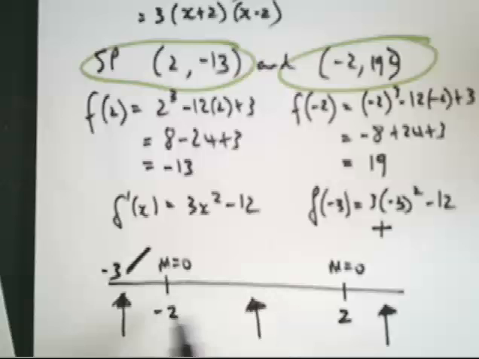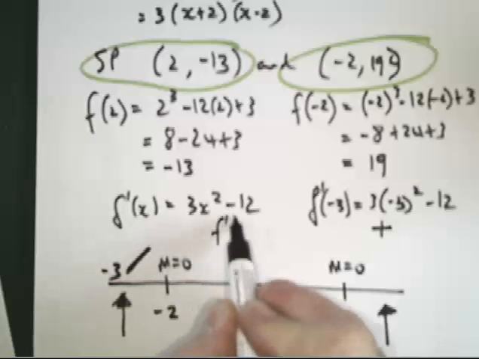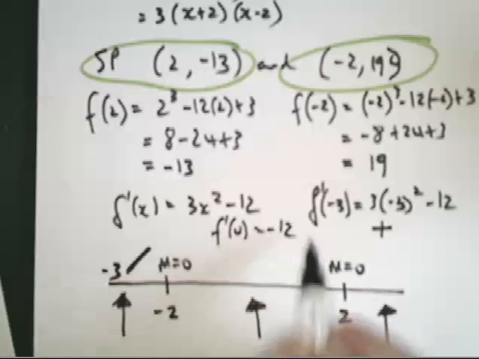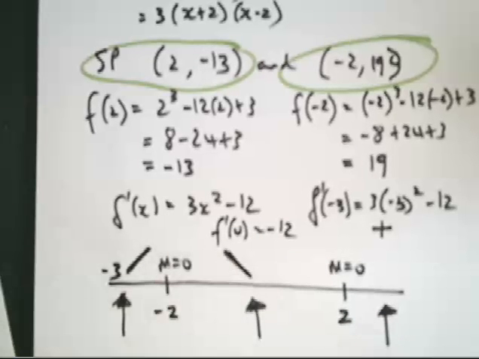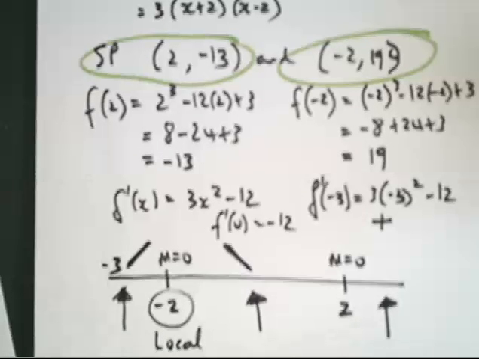Is there a number between −2 and 2? I can do 0. f'(0) will be −12. So it's a negative gradient. Therefore, at −2, I can see it's going to be a local maximum.